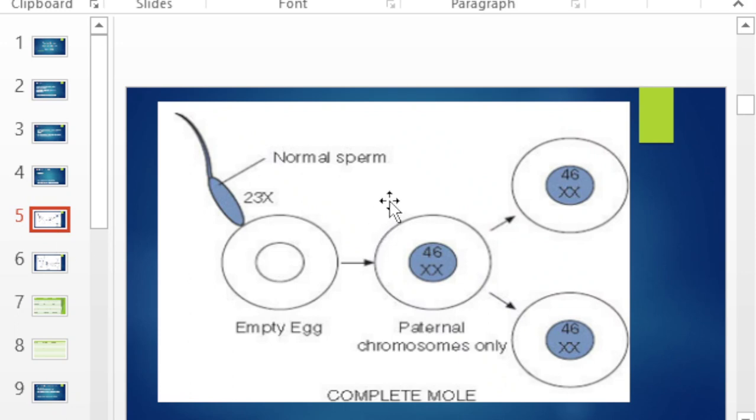So the benign ones, like we mentioned, the molar pregnancies can either be complete or partial. So how does the complete mole come about? Well, it comes about when there's a normal sperm that fertilizes an empty egg. You get a 46XX that duplicates into 46XX, of course, and 46XX.